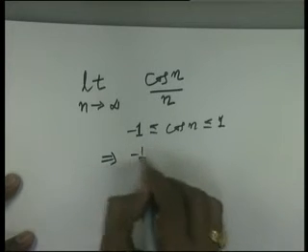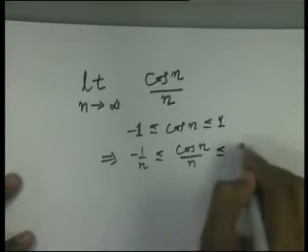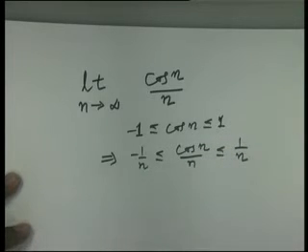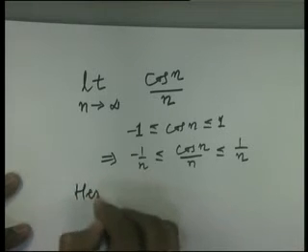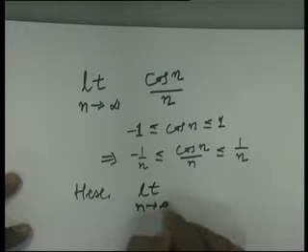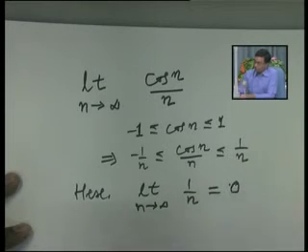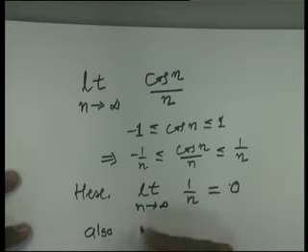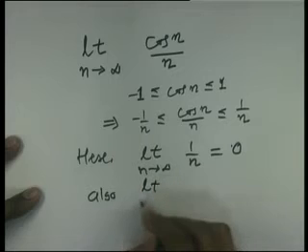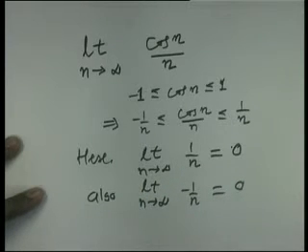We can use this here also. We can write minus 1 by n less than or equal to cos n by n less than or equal to 1 by n. Here we know that limit n tends to infinity 1 by n, as we have proved before, is 0. Also limit n tends to infinity minus 1 by n is 0.